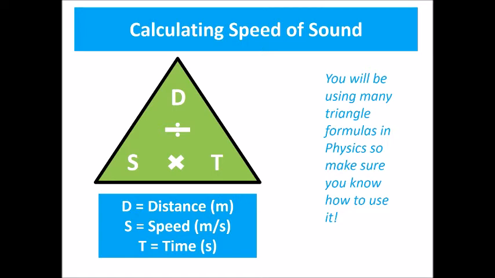So how it works is that whatever one you want to solve, whether it's distance, speed, or time. So for example, if the question asked, what is the distance if the sound wave that travels 340 meters per second takes 2 seconds to reach us? We want to solve for distance. So in that question, we would cover up the D and the formula would be speed times time equals distance.